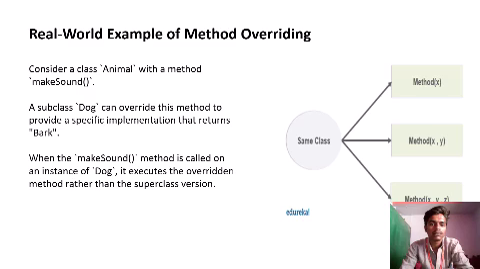Real world example of method overriding. Consider a class Animal with a method makeSound. A subclass Dog can override this method to provide a specific implementation that returns bark. When the makeSound method is called on an instance of Dog, it executes the overriding method rather than the superclass version. Same class: method X, method X comma Y, method X comma Y comma Z.